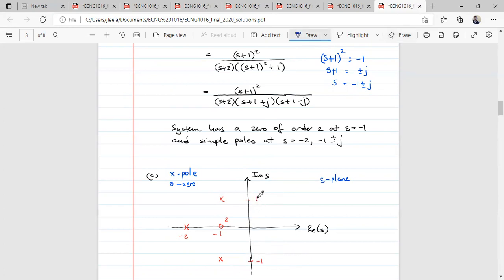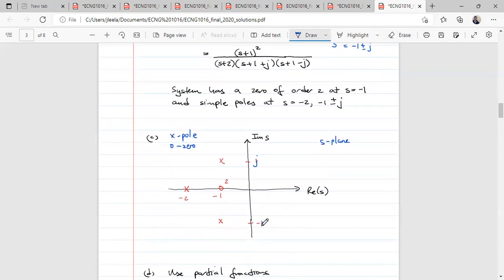Let me fix this here. This should rather be j, and this should be minus j. So therefore here will be minus 1 minus j, and here on top will be minus 1 plus j. So those are the positions of your poles, and then you have a pole at minus 2. So that pole lies on the real axis.